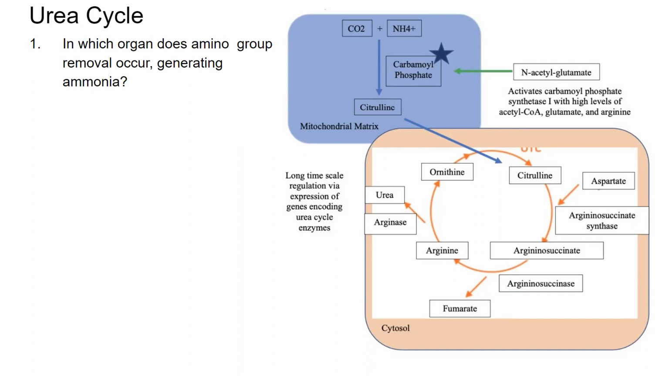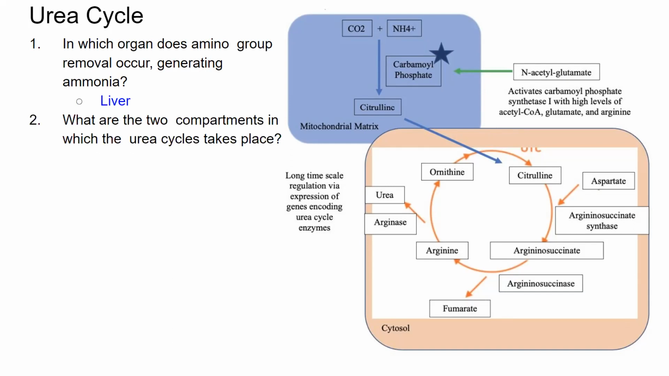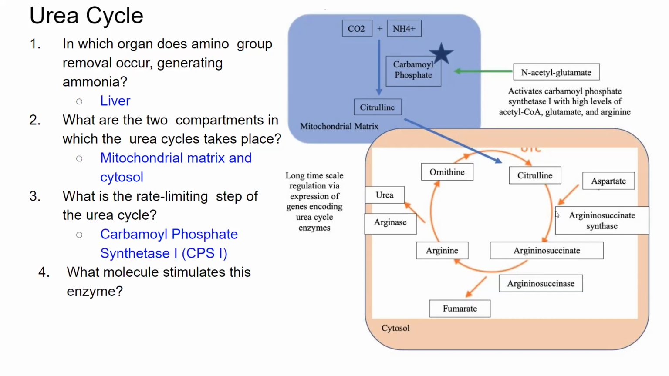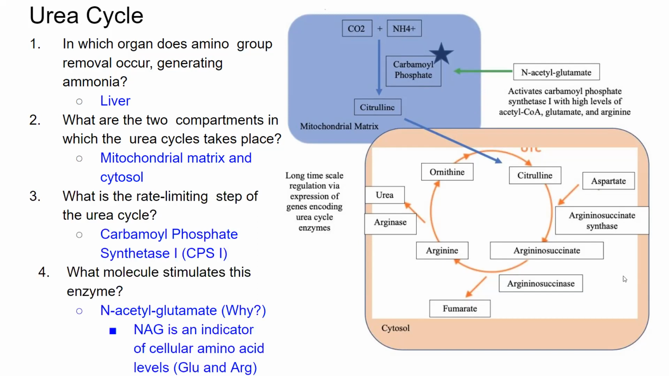So you guys probably saw, but it's the liver that does the urea cycle. The liver is the main site of ammonia detoxification. You can kind of see this from the picture. The mitochondrial matrix is where we start. That's where CPS1 is, and then we go back into the cytosol for the rest of it. Rate limiting step, we talked about it and we talked about the stimulation. It's an indicator of amino acid levels, so glutamate and arginine as well. That's another amino acid, so along the same lines.